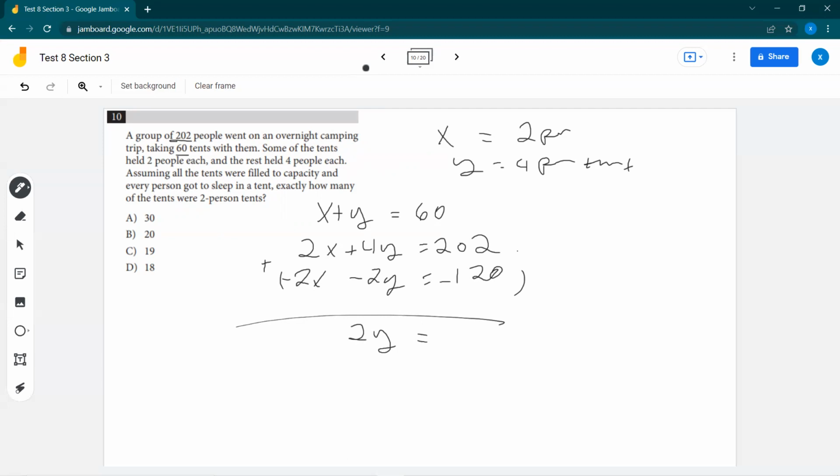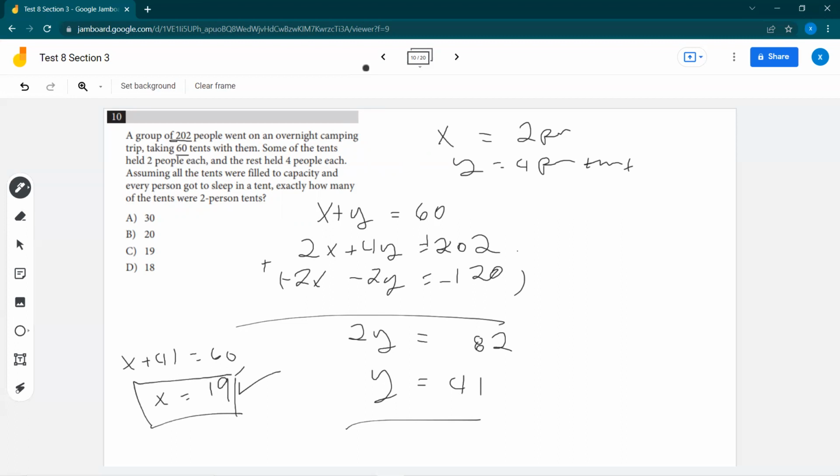So 2 minus 0, carry the 1 there, which will give us 2, 8, which will just be 82, right? So then y is equal to 41. So y is our amount of 4-person tents. Okay, that's 41. So now we want to know how many 2-person tents there are. Knowing y is 41, we just say x plus 41 equals 60, and therefore x is equal to 19. That's our answer based on the system here.